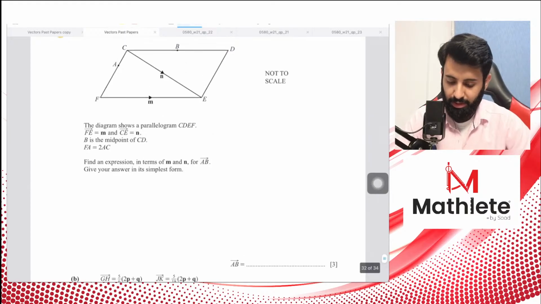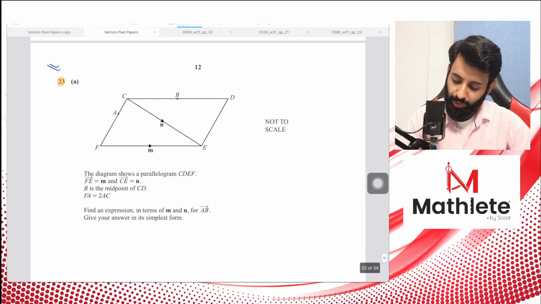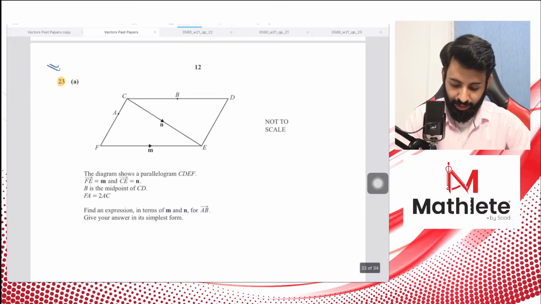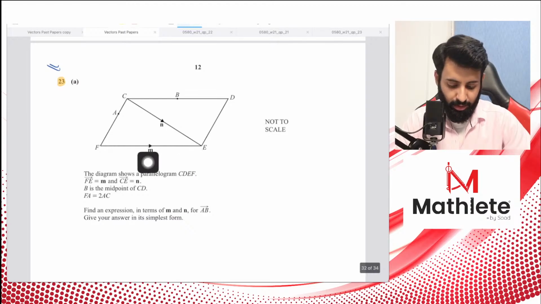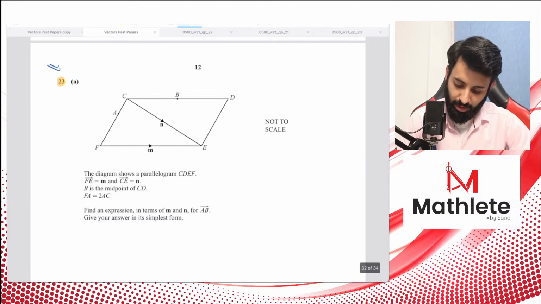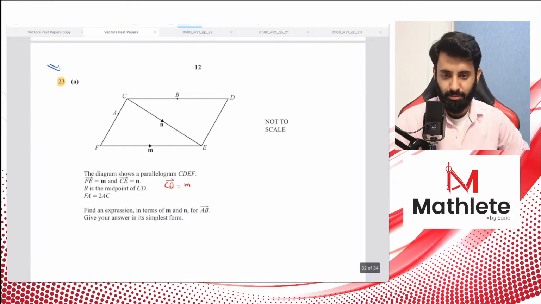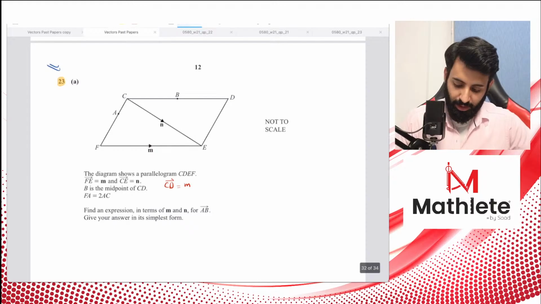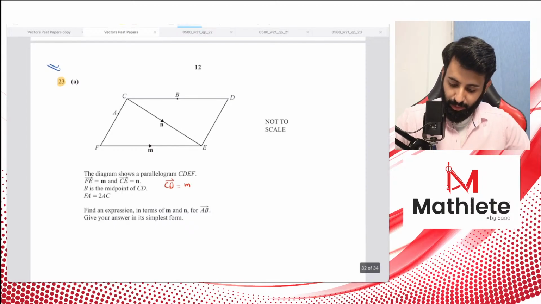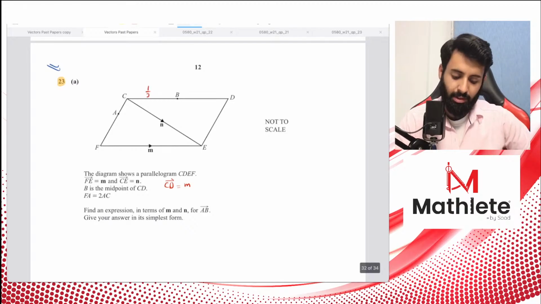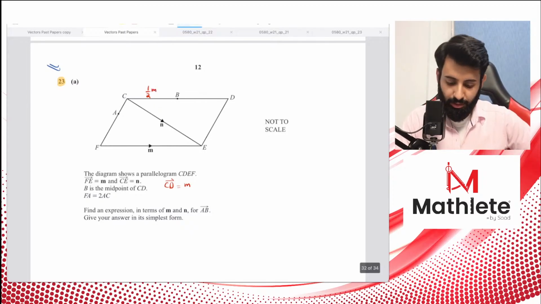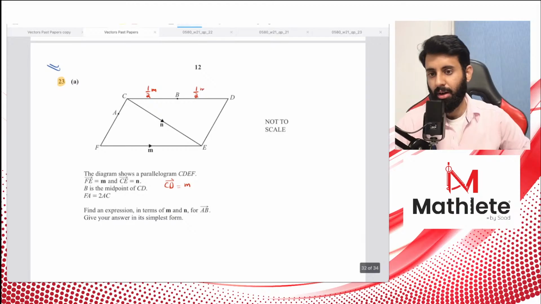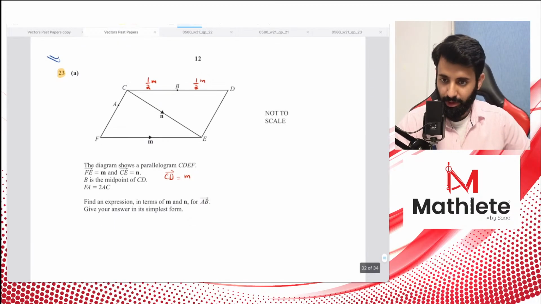Great. Now let's read the question again and see what we can figure out. The diagram shows a parallelogram CDEF. If you know that it's a parallelogram, there are a few things that we can say for sure. We can immediately say that vector CD is going to be equal to M, because that's what FE is equal to. FE equals M and CE equals N. It says B is the midpoint of CD. With the help of that, what can we find out? Since B is the midpoint of CD and we already know that CD is equal to M, that means CB is going to be half M and BD is also going to be half M. All right. Then what does it say?